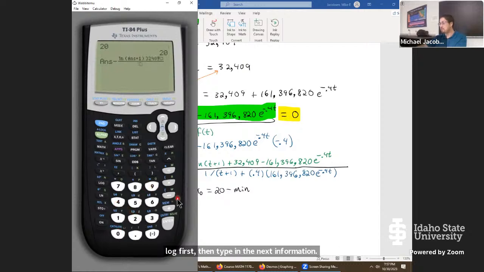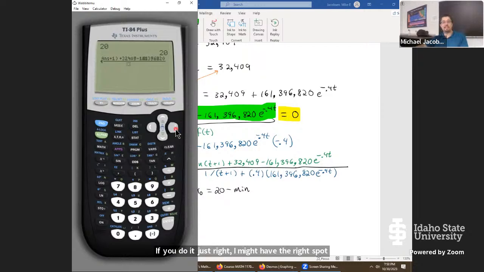32,409 minus 161,396,820. Oh, thanks for spotting that. I've got a times right there. That's going to definitely not work out at all. Thanks for spotting that. So second insert, if you do it just right, I might have the right spot here, plus. Okay, so we got the plus in.